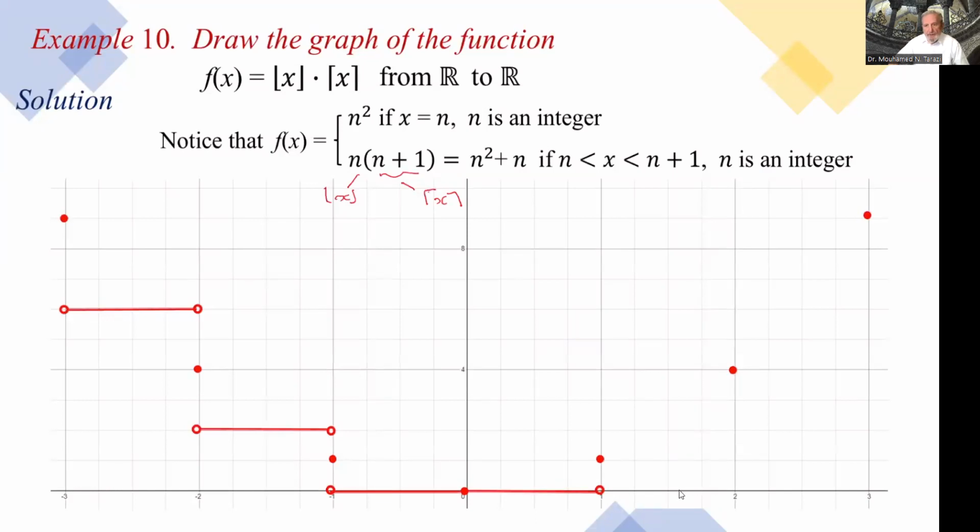You continue here between 1 and 2. So n is 1. 1 plus 1 is 2. 1 times 2 is 2. Look at this one. It's very interesting.